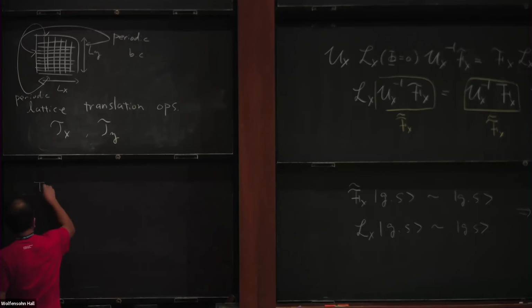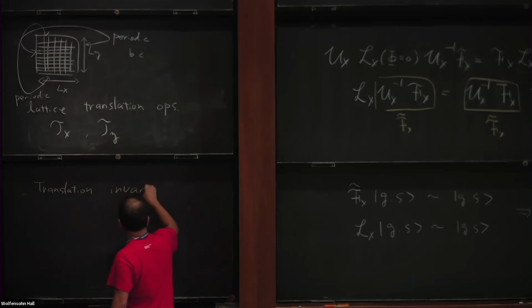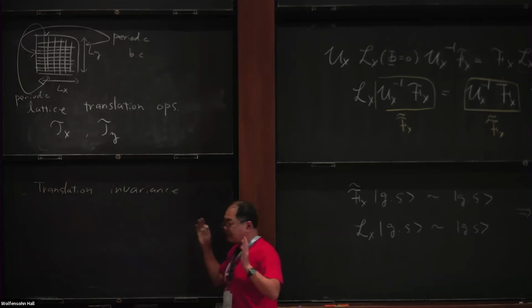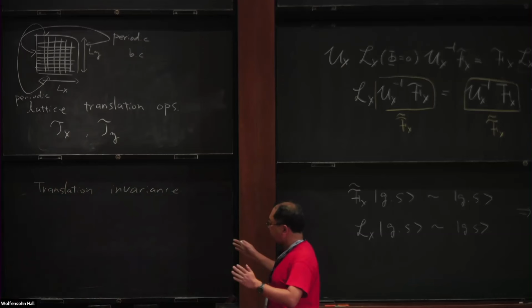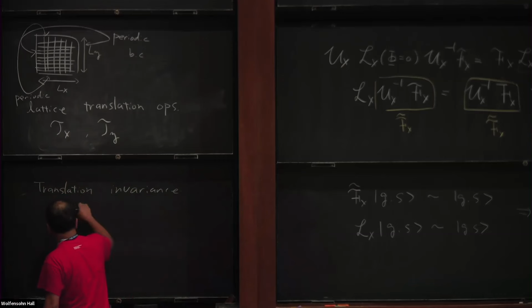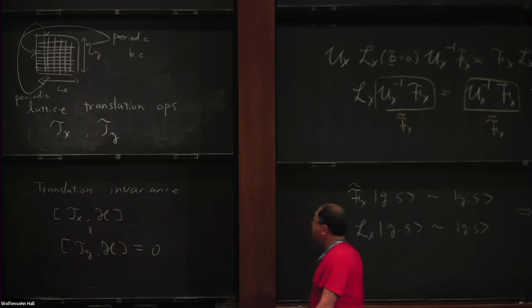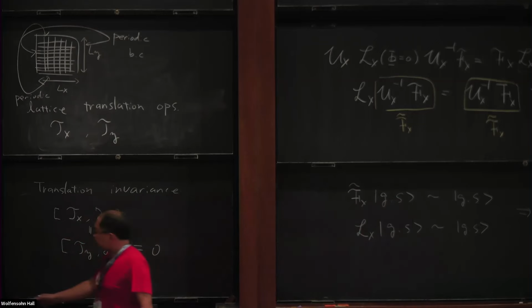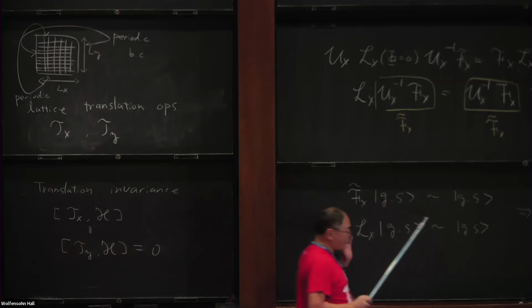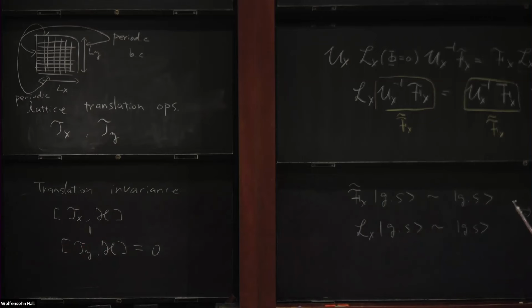Then the translation invariance of the system can be expressed by the commutation relation. So this Tx commutes with Hamiltonian, also Ty commutes with Hamiltonian. And as in the continuum system, the translation invariance implies the conservation of momentum.